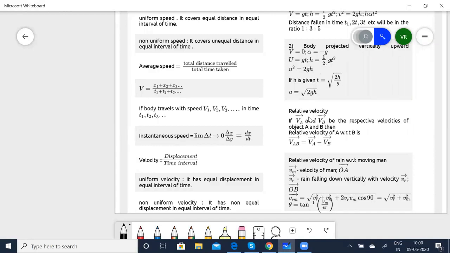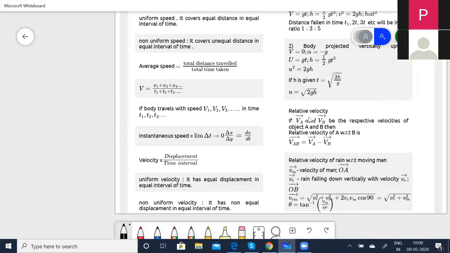So what do you mean by relative velocity? Well, if you are asked to define it, the relative velocity of object 2 with respect to object 1 when both are in motion is the time rate of change of position of object 2 with respect to object 1.